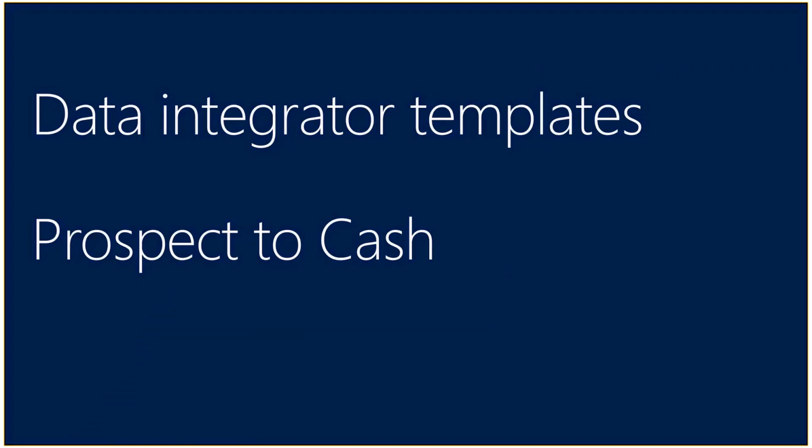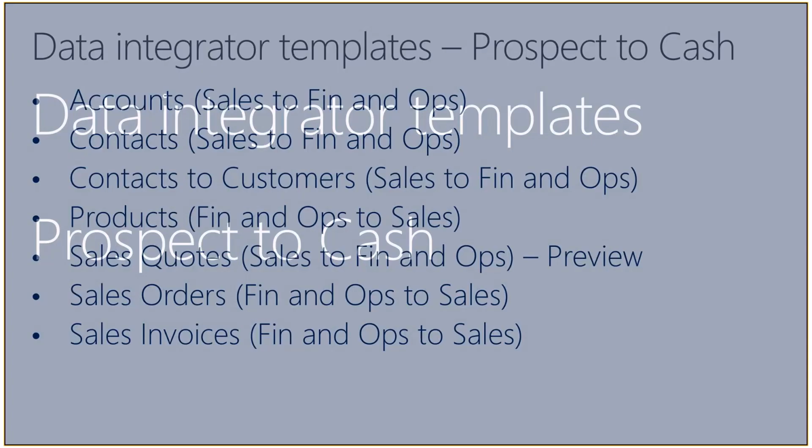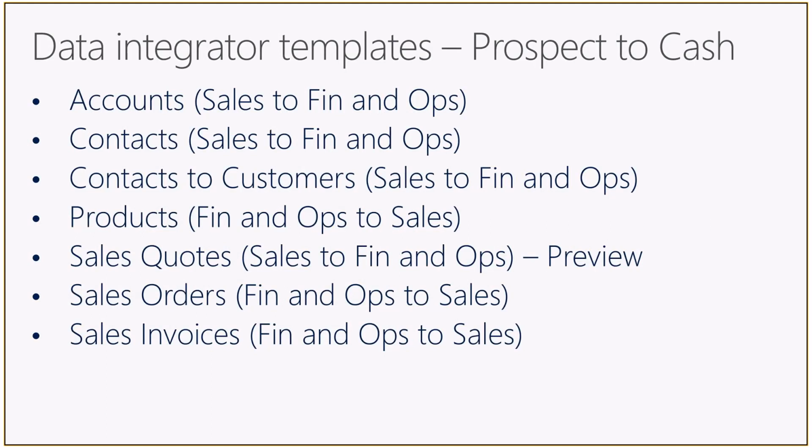Now let me show you the full list of templates that we have for prospect to cash. We have right now in total 7 templates. We have accounts. That was the one moving accounts from sales to customers in finance and operations. Then we have contacts moving from sales to finance and operations. Then we have contacts moving from sales to become customers in finance and operations.